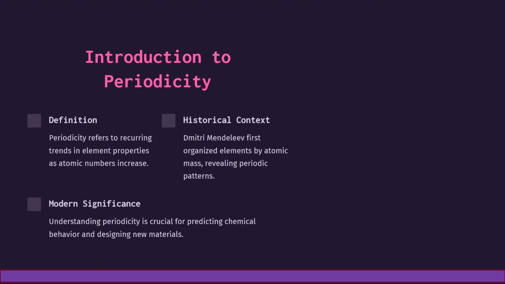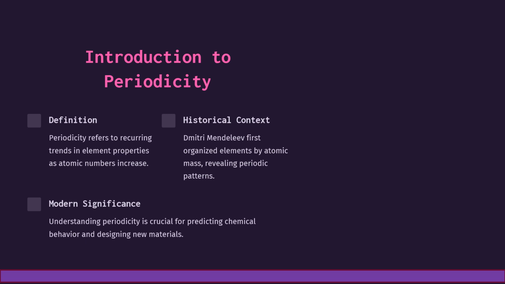So, what exactly is periodicity? It's the repeating patterns in the properties of elements as their atomic numbers, the number of protons in their nucleus, increase. These patterns help us understand how elements behave and interact with each other.